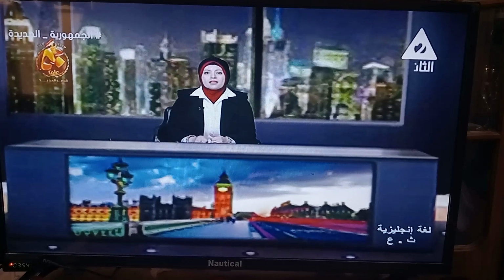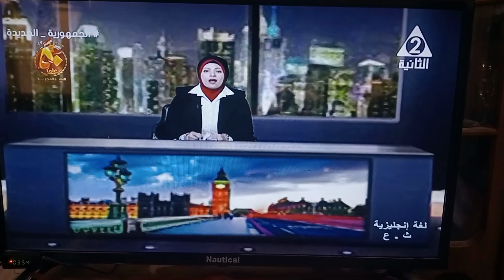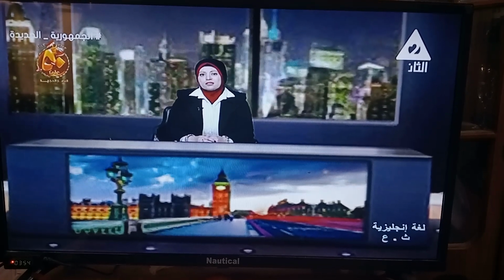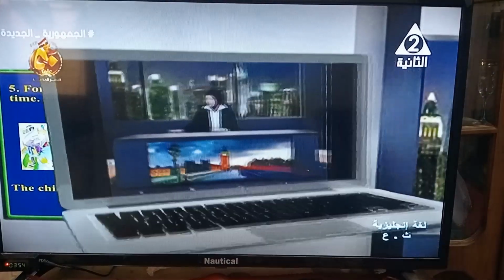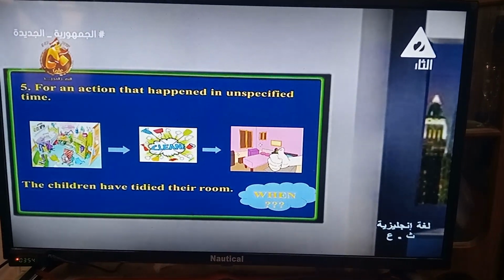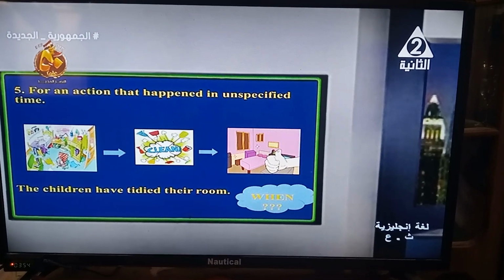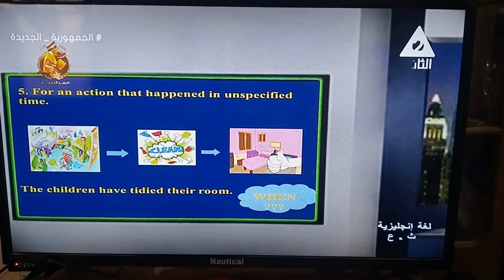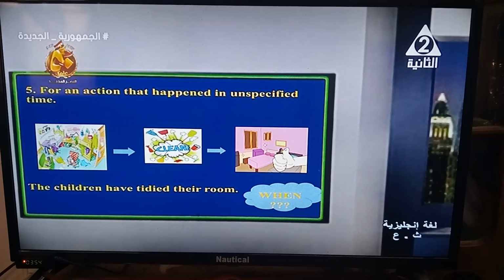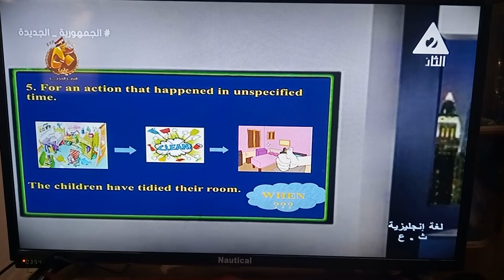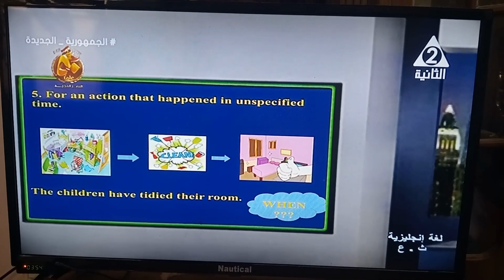Another use that I want to tell you about for using the present perfect is when you don't specify the time for the action. If you have a look at this picture, the first picture and the second one, and even the third, you can use here the present perfect for an action that happened in unspecified time. When I say the children have tidied their room, you will ask yourself, when exactly did they tidy the room? I don't know. They have tidied the room, and I don't know the specified time. Mr. Ahmed, can you elaborate more on that?